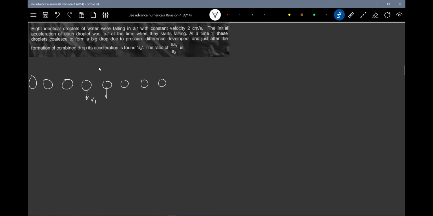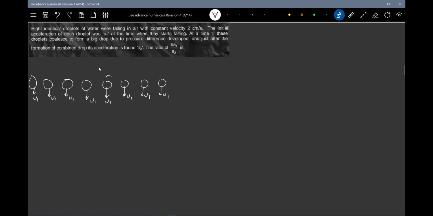I'll call that velocity U1. The moment they are released, the initial acceleration of each droplet was A1, at the time when they start falling. So what we can say is that the retardation is only due to viscous drag.